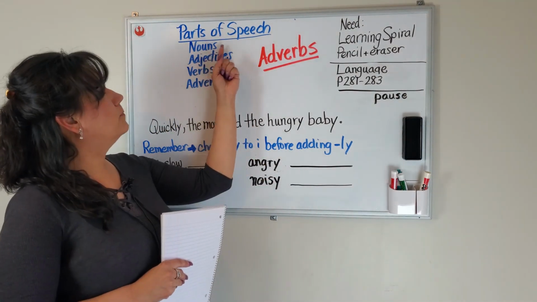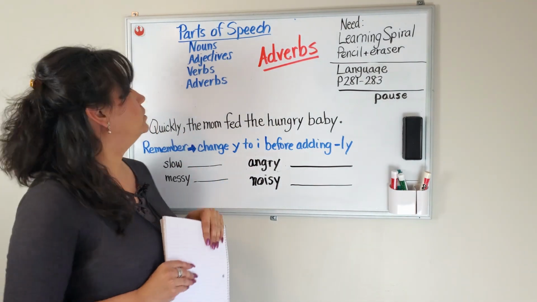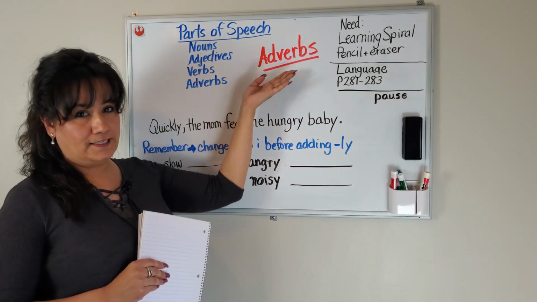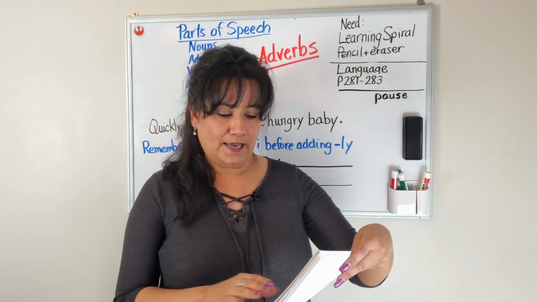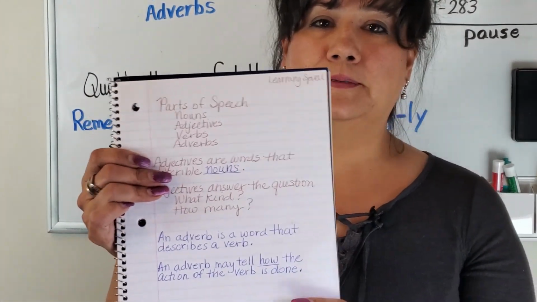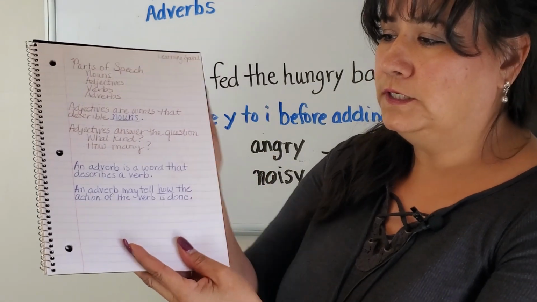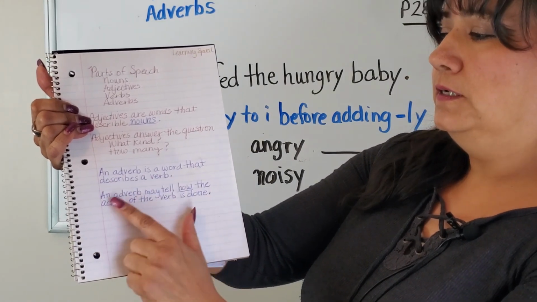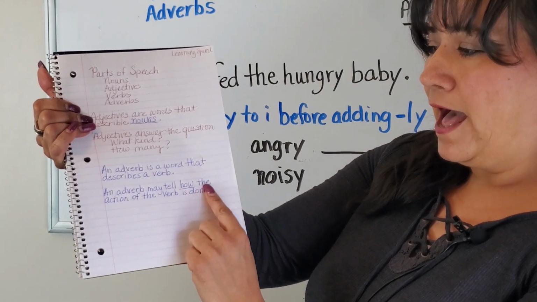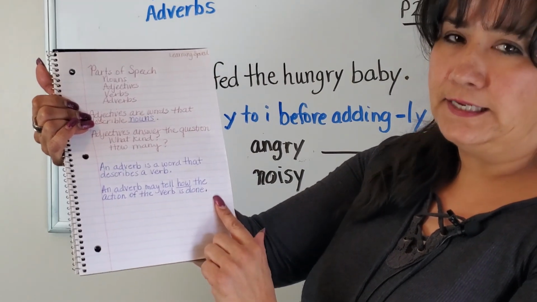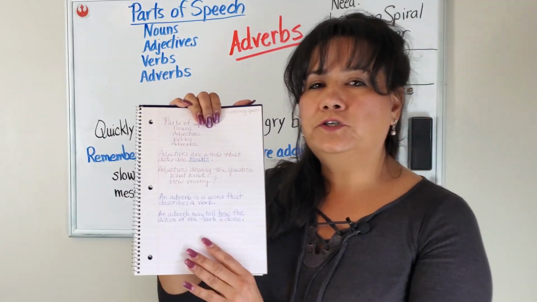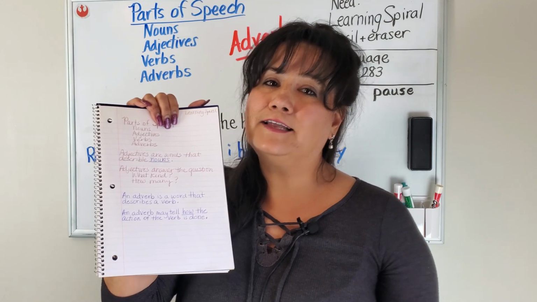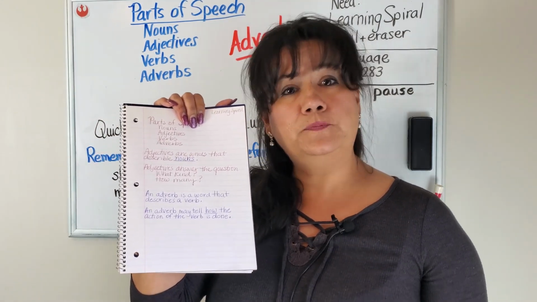Of course, we're doing parts of speech, and remember that our parts of speech are nouns, adjectives, verbs, and adverbs, and today our lesson again continues with adverbs. Last time we wrote some definitions about an adverb: an adverb is a word that describes a verb. An adverb may tell how the action of the verb is being done. So it's really important that we understand what the adverb does, and it is to help or to add to the verb so that we can understand what is being said.